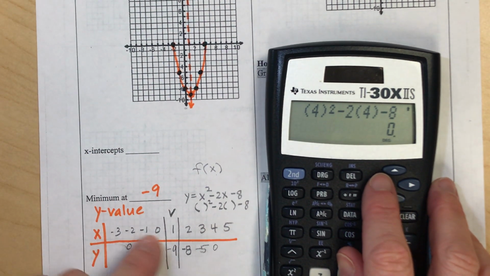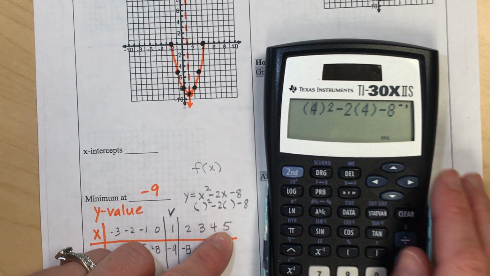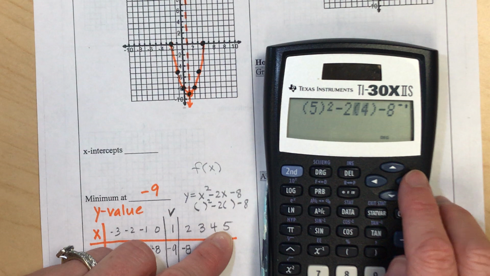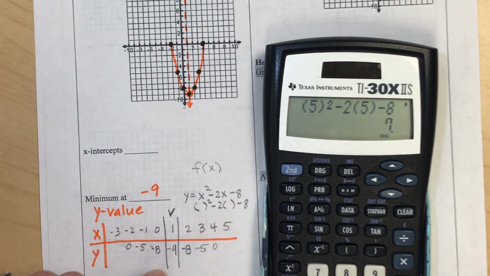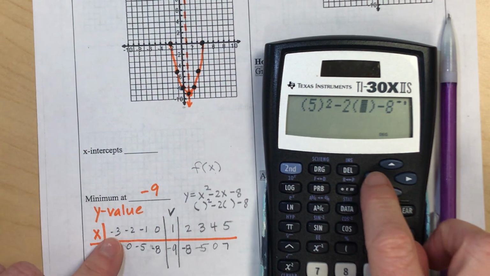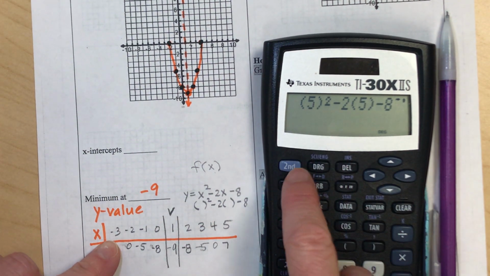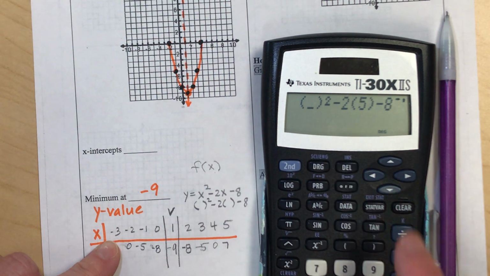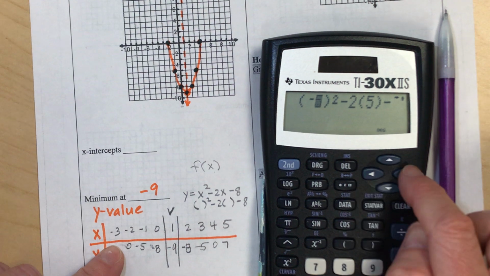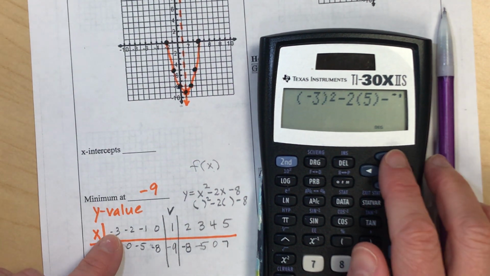You could start with -3 if you want, but I don't want to insert my negative and then have to take it out. So I'm going to put 5 where I entered in my 4, and I get the number 7. And then now I'm going to go back. Now I have to insert a negative. So again, I'll show you how to do that. So where I see my 5, I'm going to hit second and the delete key to insert a negative. And now I'm going to go back. I just kind of get out of the insert then by hitting right or left. And then I'm going to put in for -3 here.